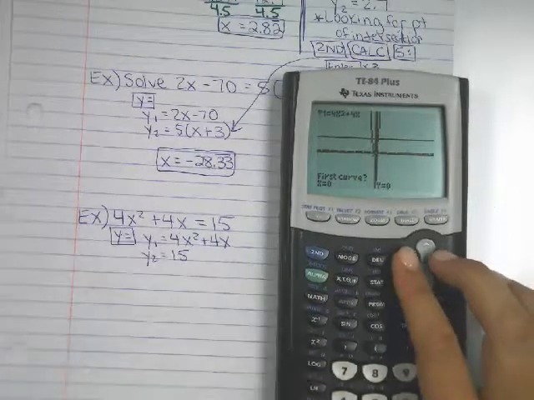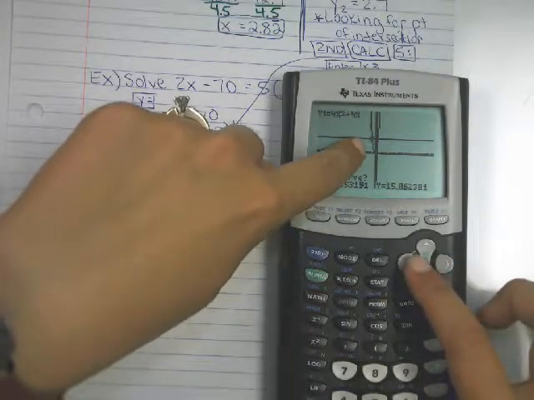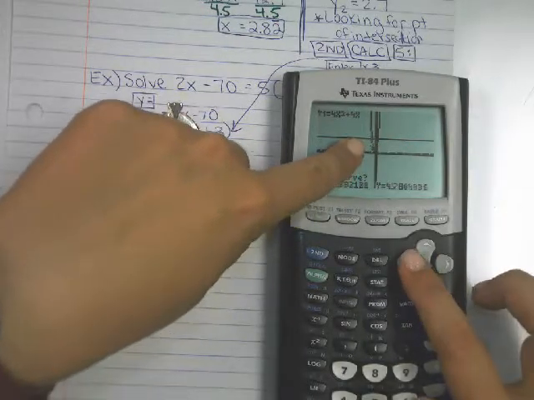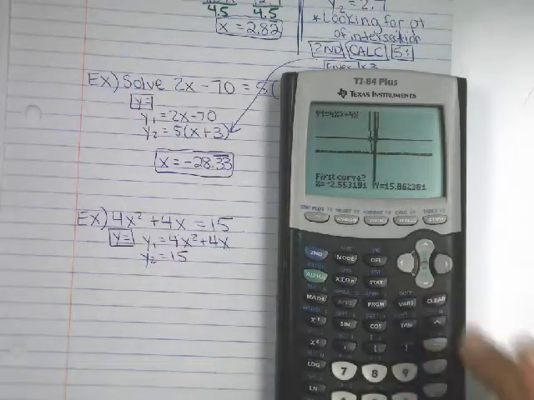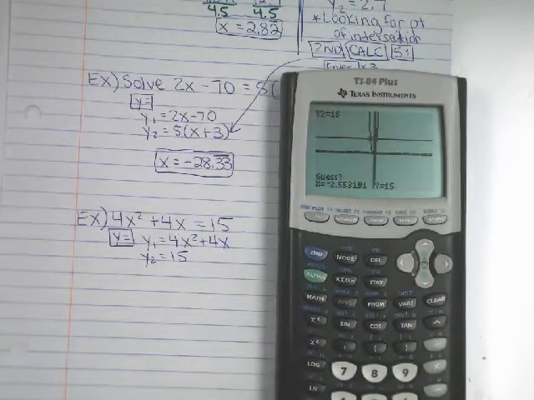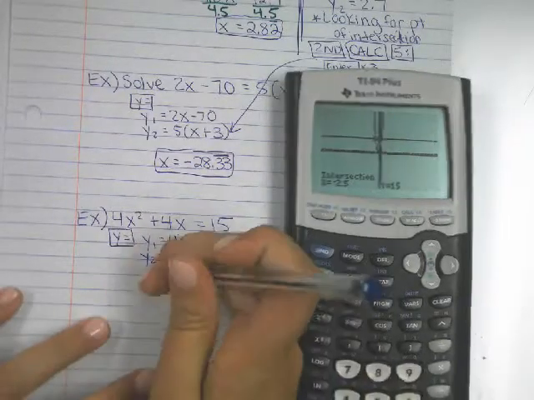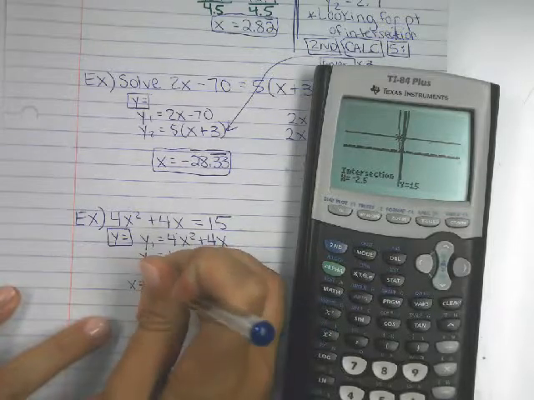And what's important here is that you tell it which point you're looking for. So take your little cursor. Let's find this left point first. So there's like a left one and then a right one. So take your cursor and get it as close as you can to that point right there where they're crossing. Press enter, enter, enter 3 times. And it tells us that that point is at x equals negative 2.5.